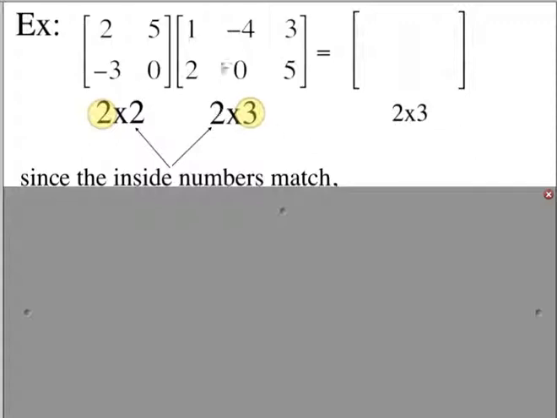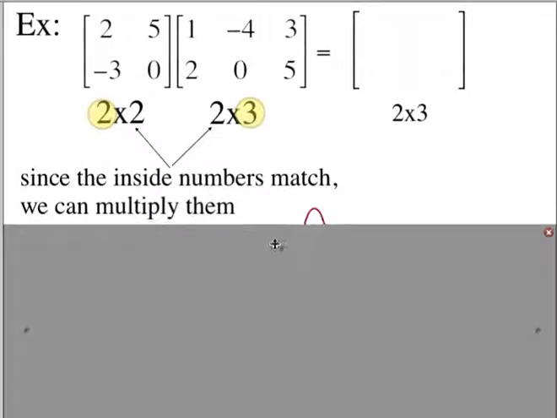Now if I switch these around, so the 2 by 3 is first and the 2 by 2 is second, I would not be able to multiply them together, because then the inside numbers are 3 and 2. They don't match. So matrix multiplication is not commutative like multiplying numbers. 2 times 3 is the same thing as 3 times 2, that's commutative, but multiplying matrix A times B doesn't necessarily mean I can multiply matrix B times A. So order matters with matrix multiplication.